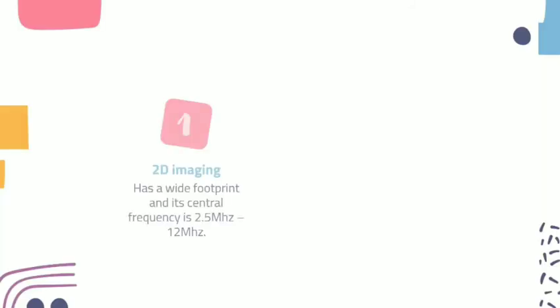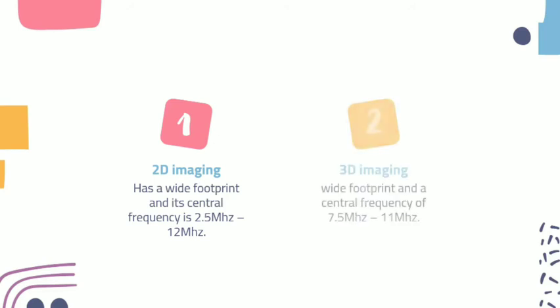There are two types of imaging in linear probe, which are 2D imaging and 3D imaging. Both of them have a wide footprint, but the central frequency for 2D imaging is 2.5 MHz to 12 MHz, and 3D imaging has a frequency of 7.5 MHz to 11 MHz.